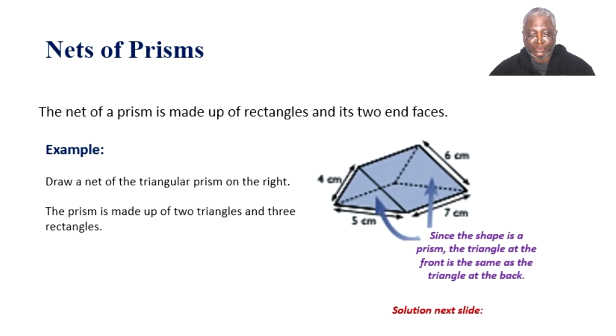That's very, very important. You also know how to calculate the area of a triangle and, of course, of rectangles. Since the shape is a prism, the triangle at the front is the same as the triangle at the back, and we use those as the base and as the top.